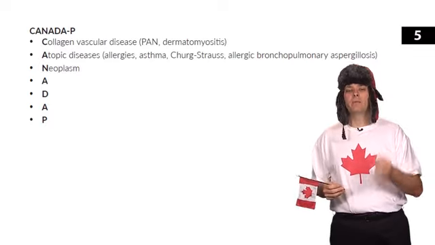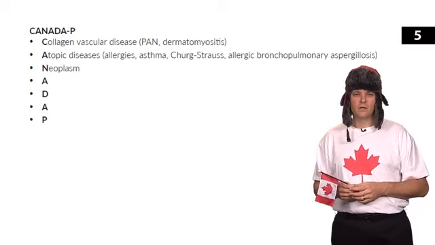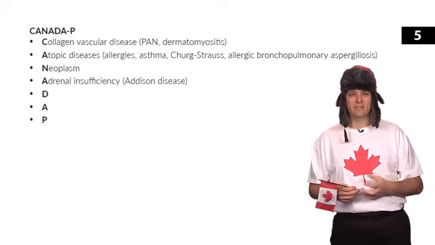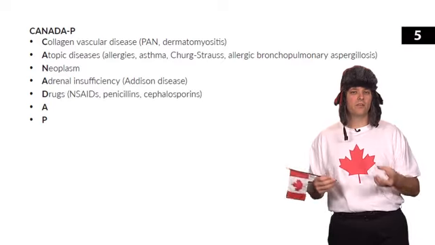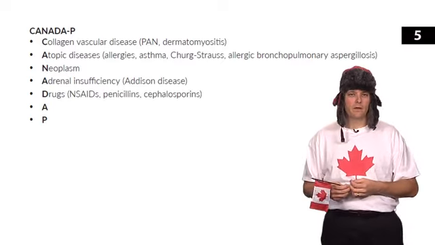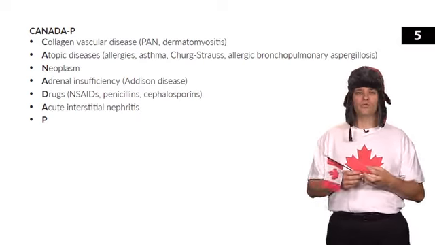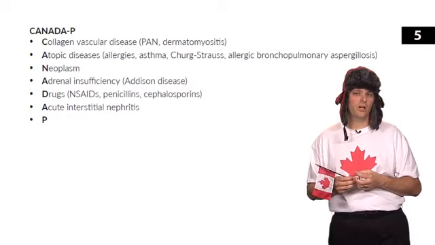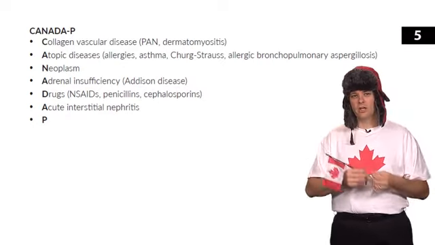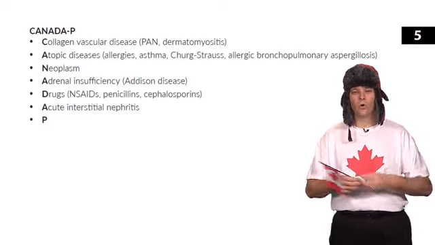The N is for neoplasm. Eosinophilia can be seen in several different malignancies. The next A is for adrenal insufficiency, which is also known as Addison disease. The D is drugs, including NSAIDs, penicillins, and cephalosporins. And the third A is for acute interstitial nephritis, sometimes called drug-induced nephritis, sometimes called allergic interstitial nephritis.